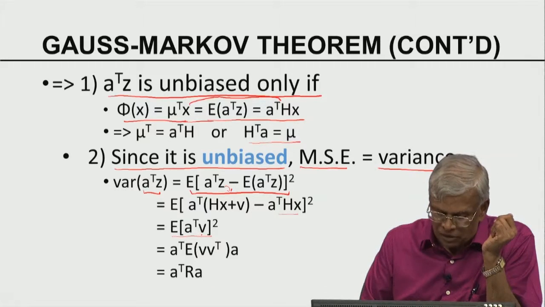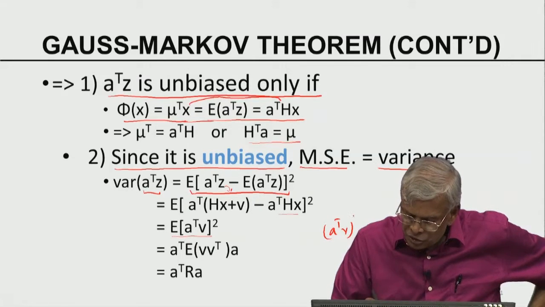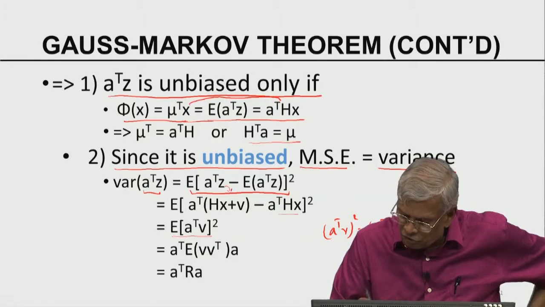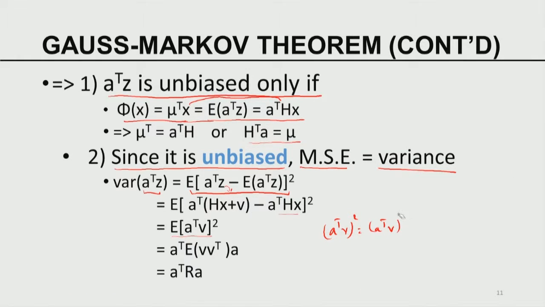A is a constant, V is a random vector, A transpose Z. So we can write like this: A transpose V squared is equal to A transpose V times V transpose A, because of the symmetry, the inner product is symmetric. Therefore, this can be written as A transpose V V transpose A. If I take the expectation, I get this.